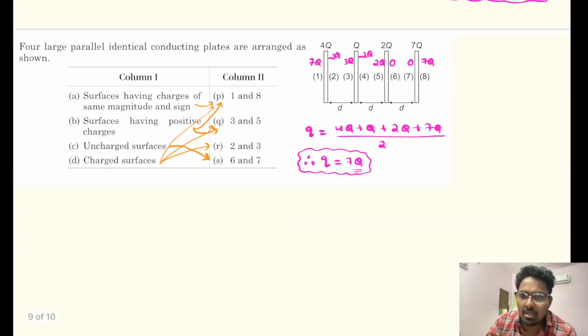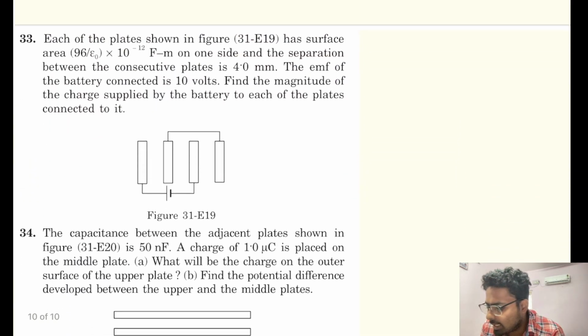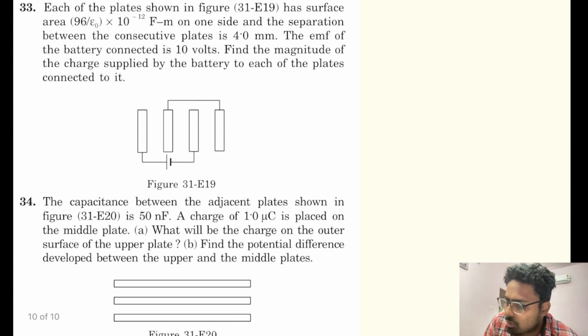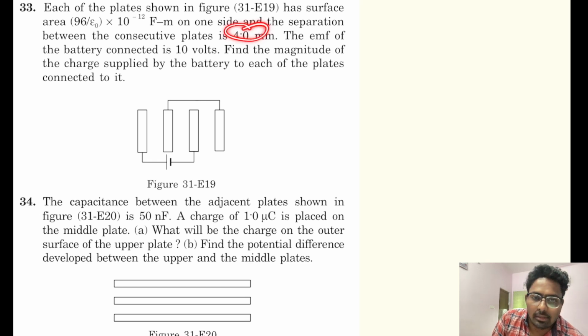So it's complete, just based on the note point that I have already discussed, right? Fine. And again, let us come to these two questions from HC Verma. In this question, each plate has some area given, the separation is given, and the EMF connected to the battery is given. Now find the magnitude of charge supplied by the battery to each capacitor connected to it. I am not going to solve this with the numericals; I'll just consider some variables.